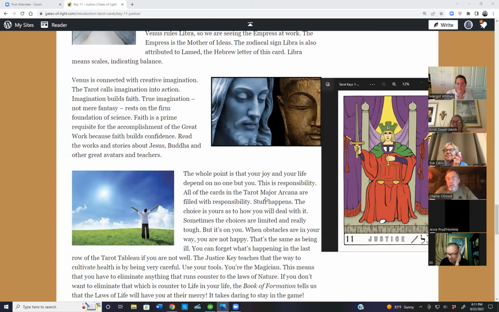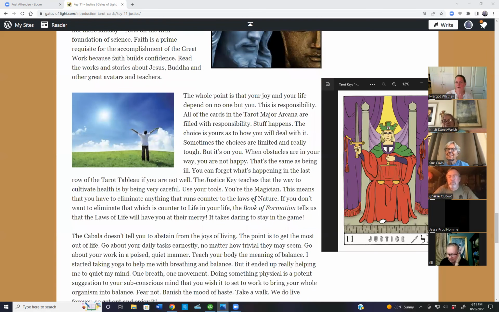But faith is a prime requisite for the accomplishment of the great work, because faith builds confidence. Oh my God, I healed my hand. Gee, I didn't do it last week, and maybe next week it won't work again, but I could try that again. That's why I like healers. Like Mark Ehrlichs is a dear friend who's a healer, and he opens up all sorts of tools that we can use to build our faith working with God. It's great fun. I laugh a lot in his classes. The whole point is that your joy and your life depend on no one but you. This is responsibility. There it is, all the cards.